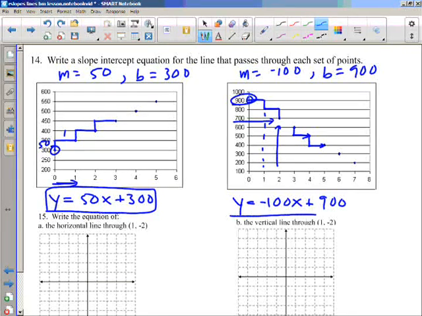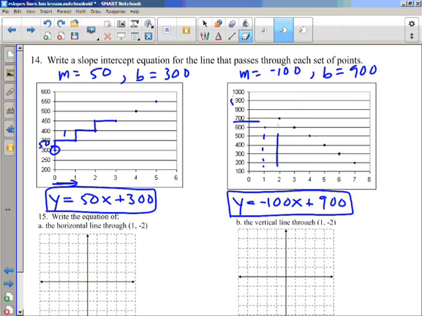Sometimes kids get a little bit confused on the slope. Remember, this looks like a negative slope. It's definitely decreasing from left to right. And so if you're writing your answer and you look at the answer and go, wait a second, that slope doesn't look like it matches, make sure you check to see that you've got the correct sign.